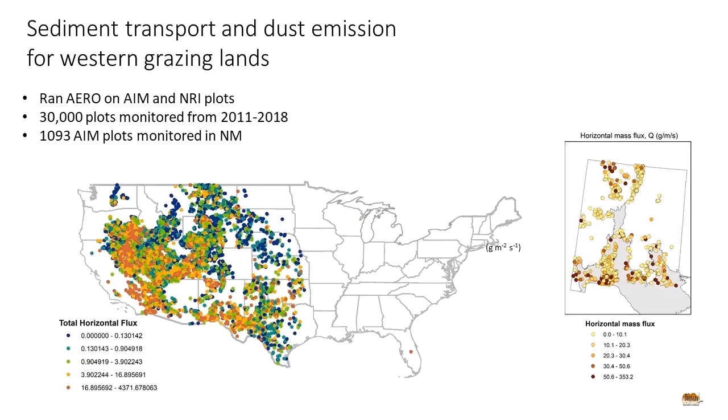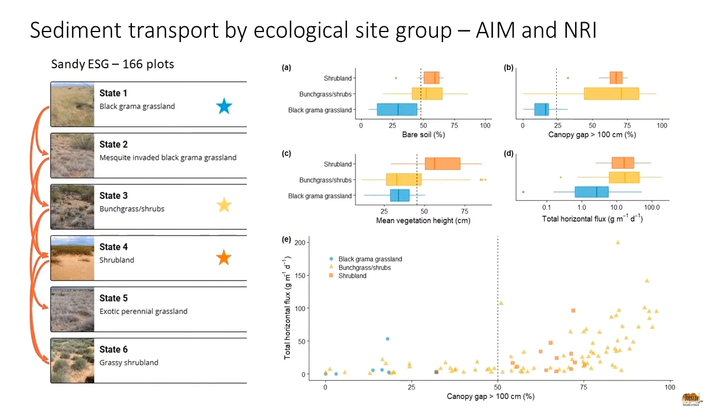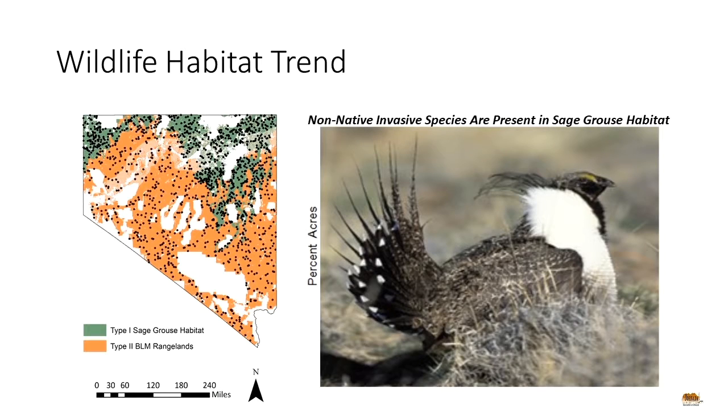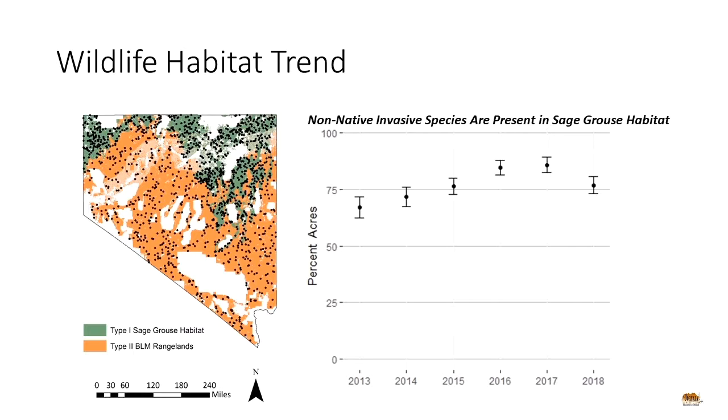Of sediment transport down in the southern desert, start to put some monitoring data to ecological sites and states. We've also been using these data to do regional estimates of sage grouse habitat, loss of shrub cover and hiding cover, and often that's tied to cheatgrass, increasing cheatgrass cover.